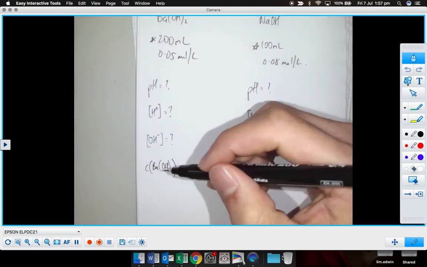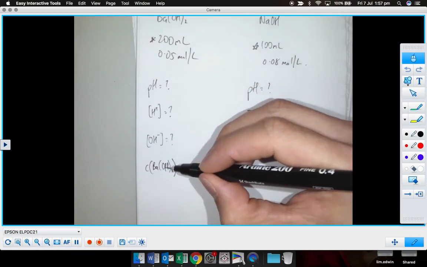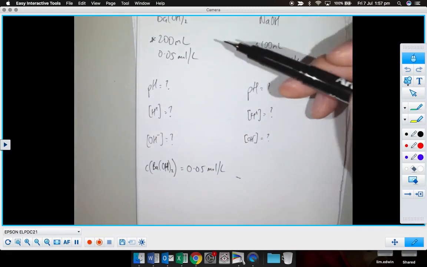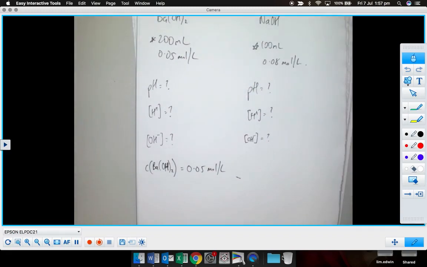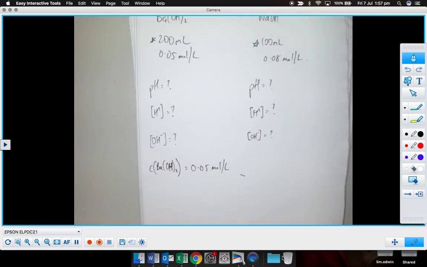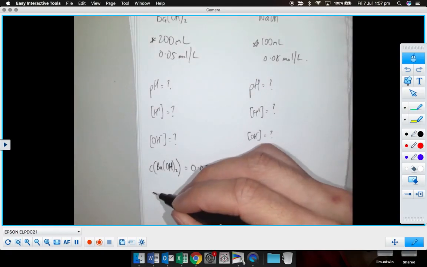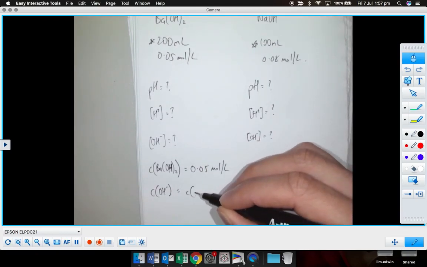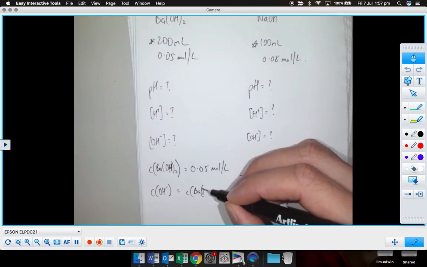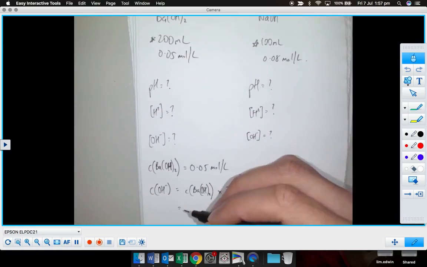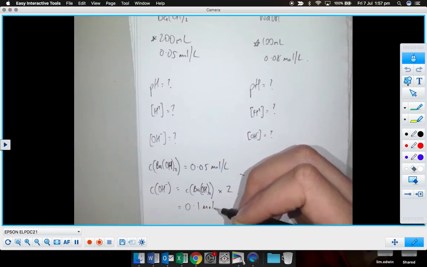Now you'll notice that this is barium hydroxide. This is Ba(OH)2. If you didn't remember that Ba is in group 2 and the hydroxide is a 1- ion, so it makes Ba(OH)2, then you really need to be remembering your ions. But this leads us to the reason why we bother putting in this step, because the concentration of OH- ions will be equal to the concentration of barium hydroxide times 2, which happens to be 0.1 moles per liter.